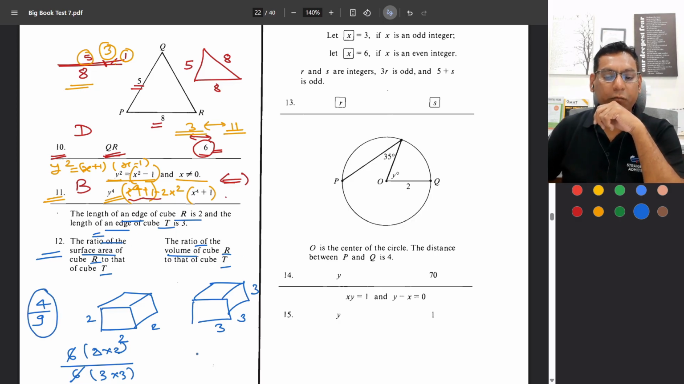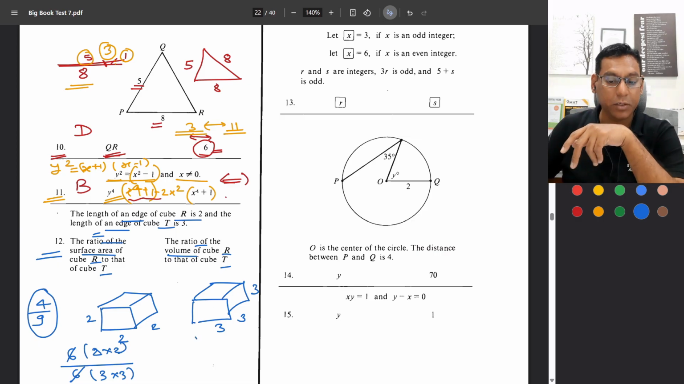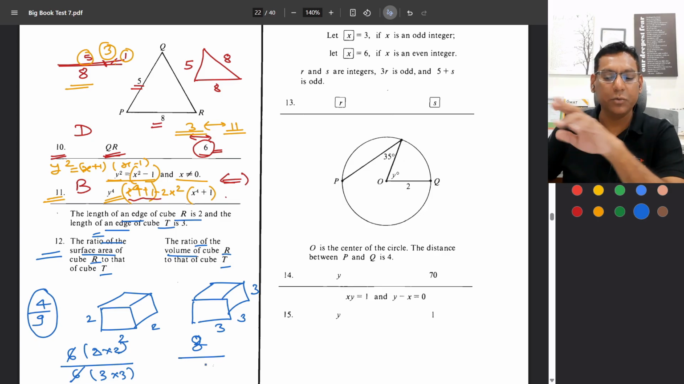Okay, the ratio of the volumes. The volume here is going to be 2 into 2 into 2, so that is 8. And here it is going to be 3 into 3 into 3, that's going to be 27, so 8 by 27. So basically I have to compare 4 by 9 and 8 by 27.